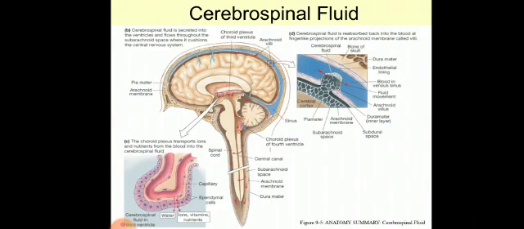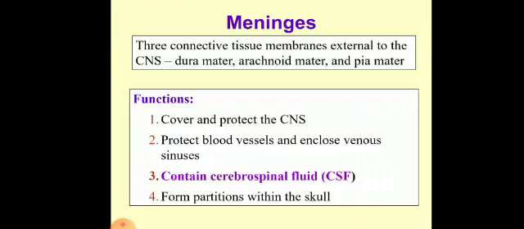The pia mater is the most important here from the point of view of the cerebrospinal fluid, because it's the space between the arachnoid mater and the pia mater which is called the subarachnoid space. And the subarachnoid space of the brain and the spinal cord and the ventricles are actually filled with this fluid which we call the cerebrospinal fluid. Let's go to the next slide.